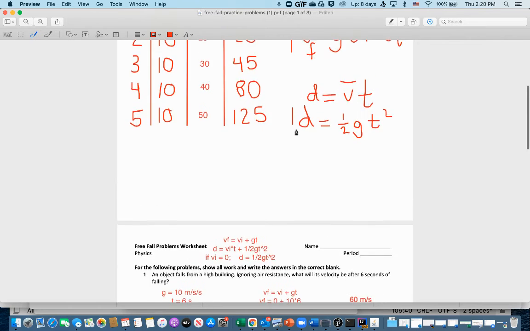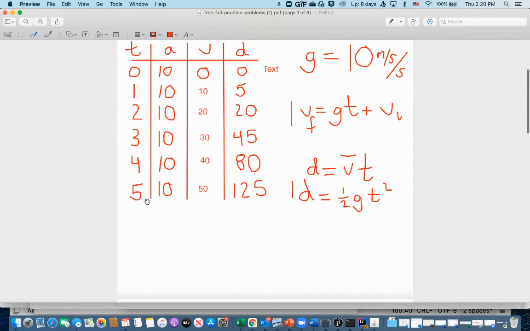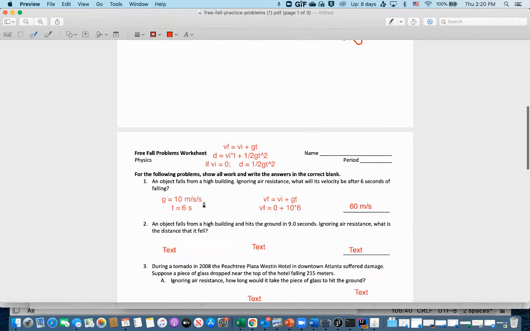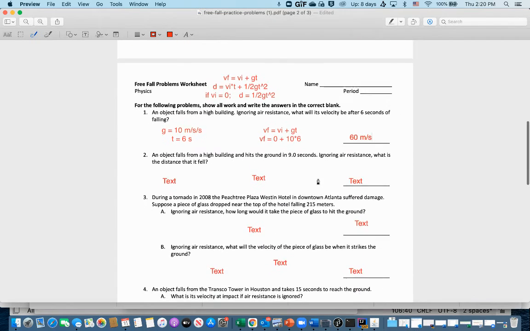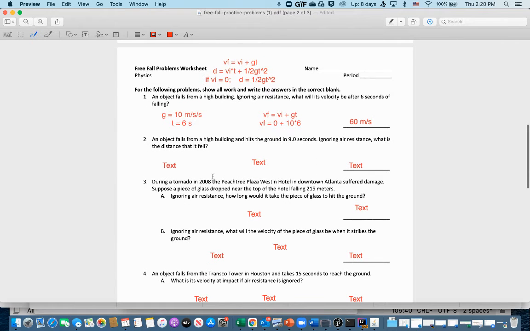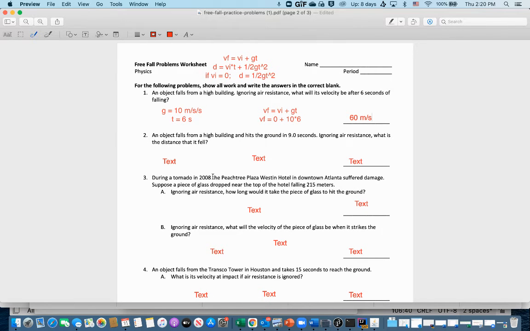Now that should make sense, right? Because I stopped at 5 seconds right here. If I took it one more, this should just increase by another 10. So mathematically we see that pattern working out here. Let's go ahead and do a couple more of these. Number 2: an object falls from a high building and hits the ground in 9 seconds. Ignoring air resistance, what is the distance that it fell?